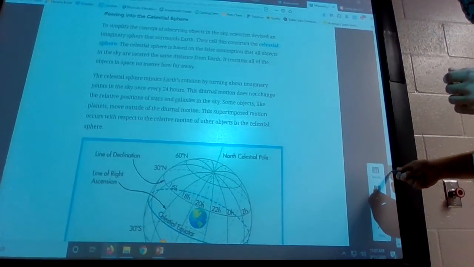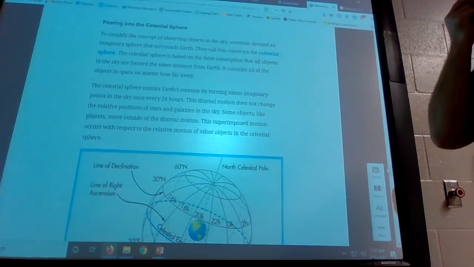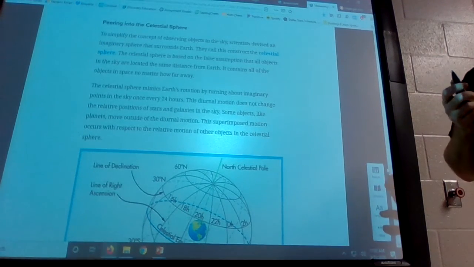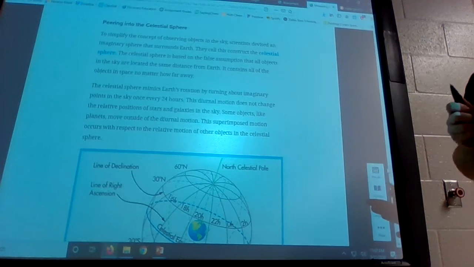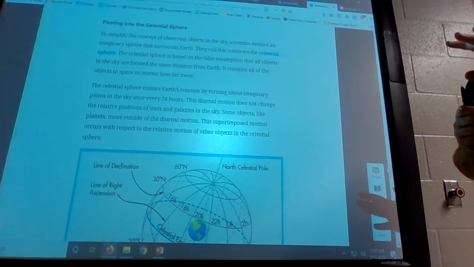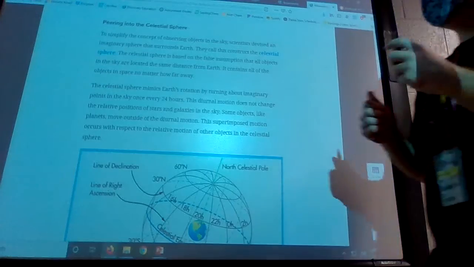Let's see. Peering into the celestial sphere. To simplify this concept of where things are at, yeah, wake up back there. You slipped off your elbow, didn't you?